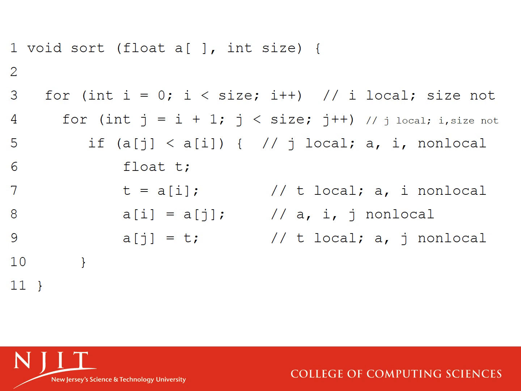Similarly, on line 5, j is local, I is not local, A is not local, and then all the way down in 7, 8, and 9, line 7 uses the variable t, which is declared at line 6. That's local. A and I are not local. On line 8, all of those variables there, A, I, and J, are all non-local.